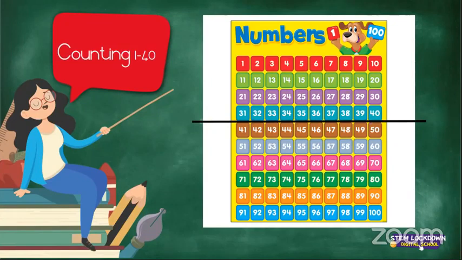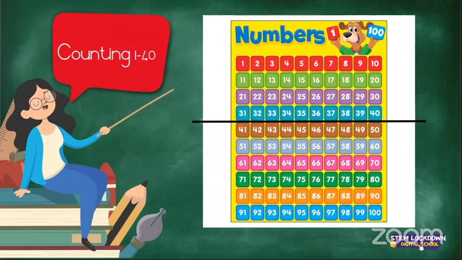6, 7, 8, 9, 10, 11, 12, 13, 14, 15, 16, 17, 18, 19, 20, 21, 22, 23, 24, 25, 26, 27, 28, 29, 30, 31, 32, 33, 34, 35, 36, 37, 38, 39, 40. Well done. Very good, Franklin.